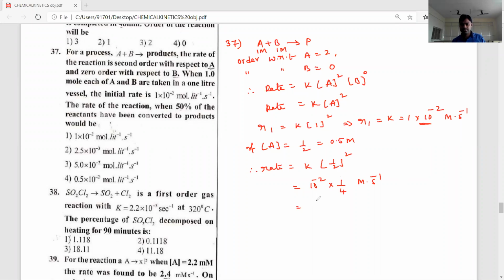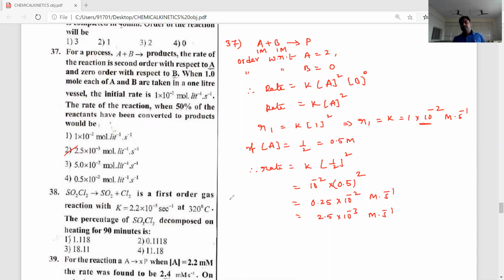Okay, listen dear students. See here, 1 by 2 is nothing but 0.5 whole square. 0.5 whole square means 5 5 are 25, so it is nothing but 0.25 into 10 to the power of minus 2 molar second inverse, which is nothing but 2.5 into 10 to the power of minus 3 molar second inverse. So the answer is the second option.